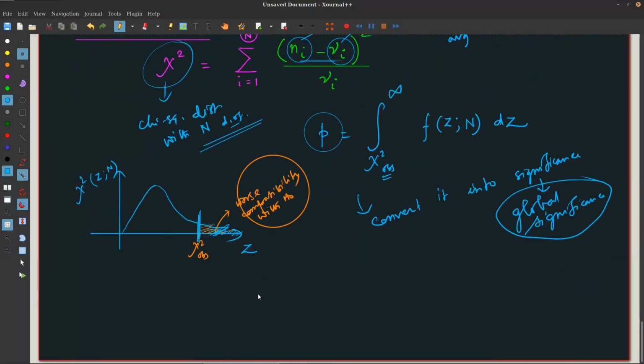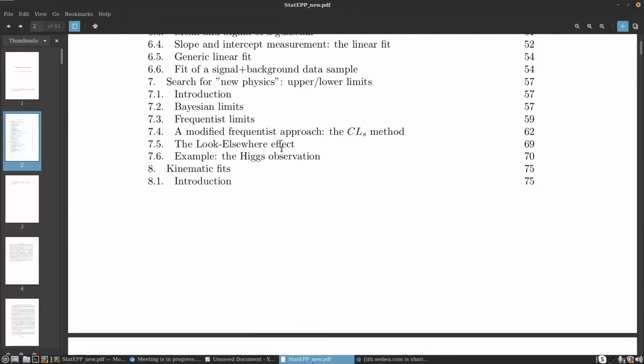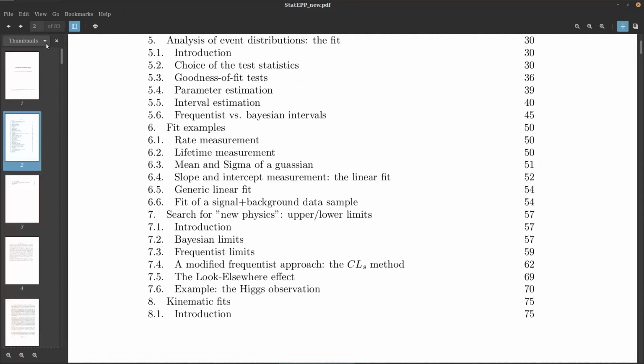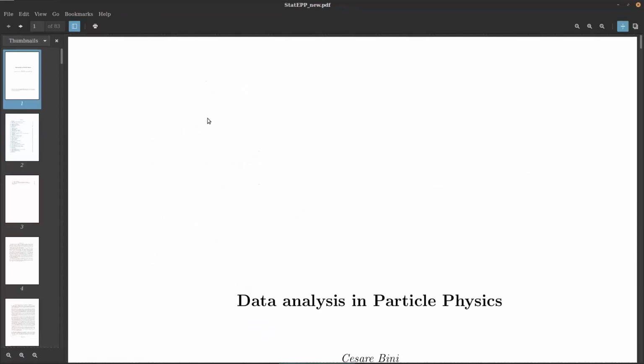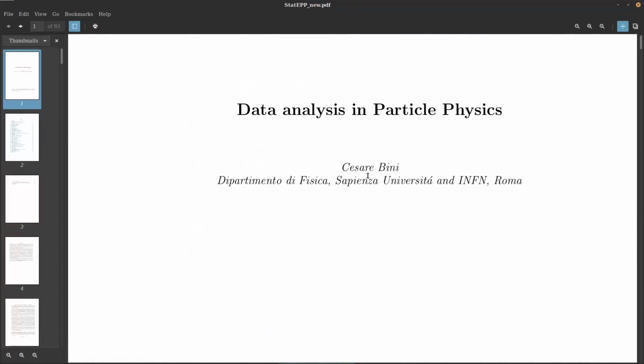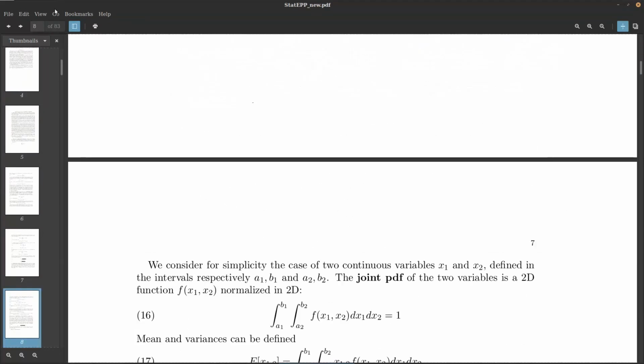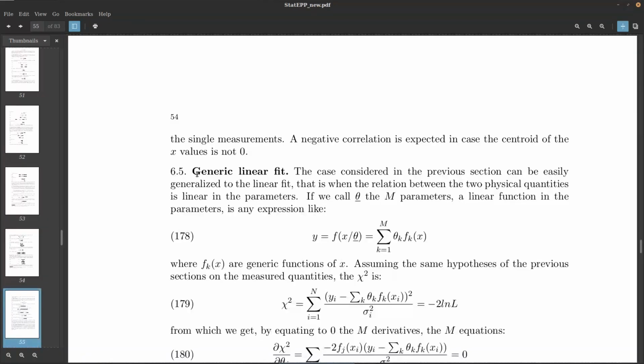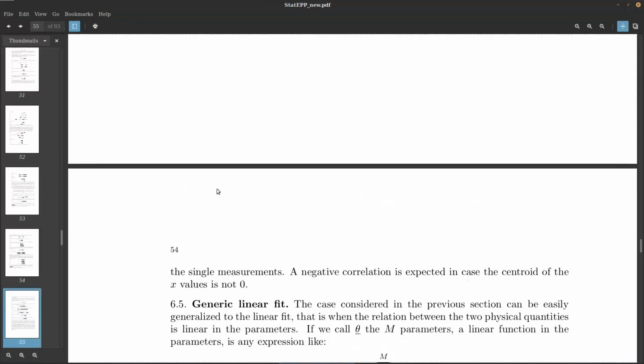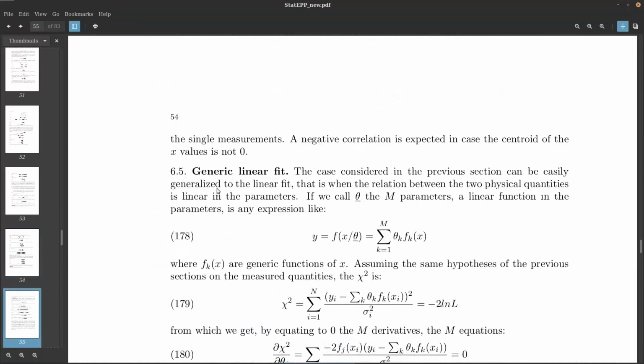All right. Now to show you some actual data, that's why I have opened this. This is the Cesare Bini lecture note that I also linked in the Google Classroom, so you can find it there as well. You should also check the references. You can scroll down here to, I guess, page 53 or 54 maybe. Maybe this one.